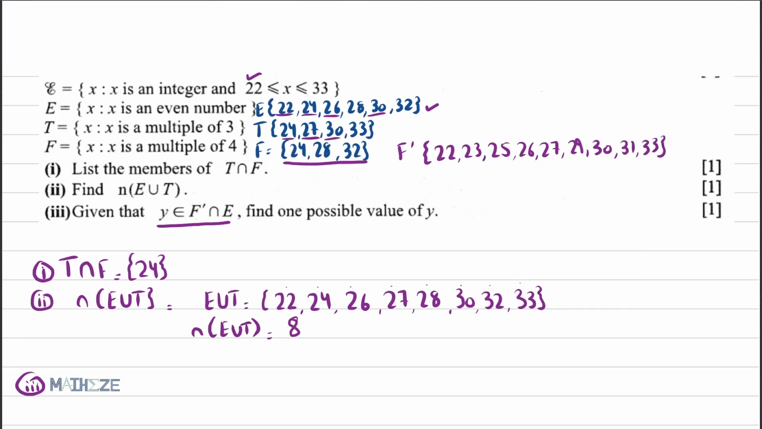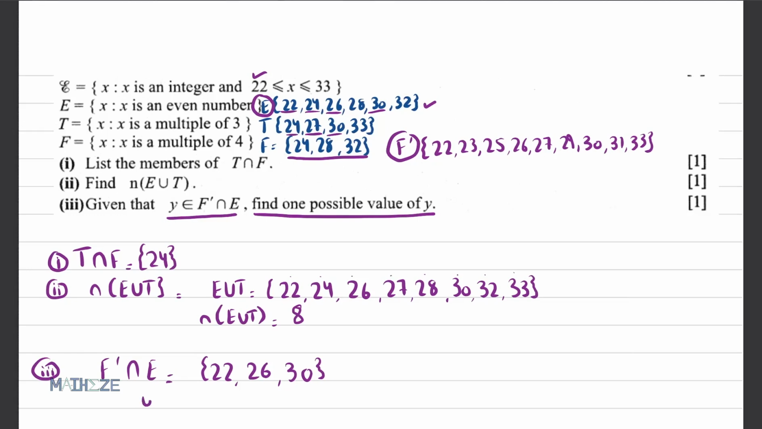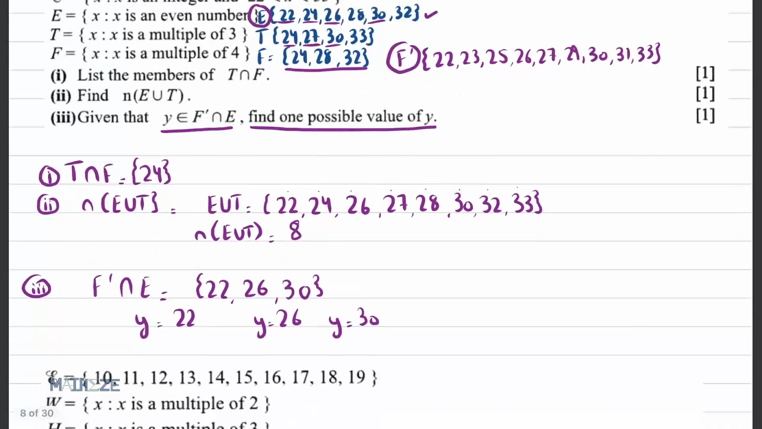Got this? So now F complement intersection E means common elements in F complement and E. So what are common elements? It's 22, it's 26, it's 30. Got this? Now, you need to find one possible value of y. So we are getting three answers. So one answer will be y is equal to 22, or you can write y is equal to 26, or you can write y is equal to 30. Got this? Let's move to next question.